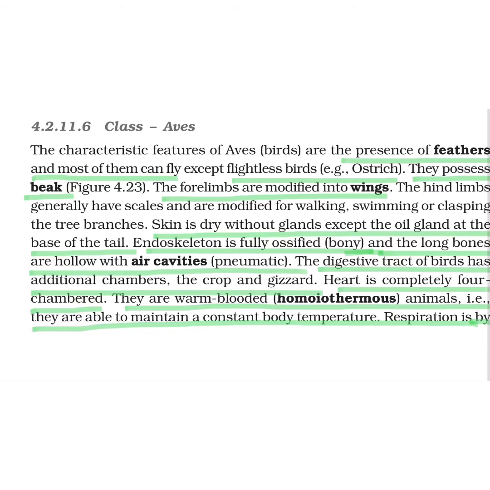So hind limbs, actually they have scales and they are modified for either walking, swimming, clasping, and just to hold the tree branches where they live. Then if we see their skin, skin is dry without glands, except some oil glands are present at the base of their tail region. Then endoskeleton, the skeleton which is present inside their body, actually bones and cartilage they are included.